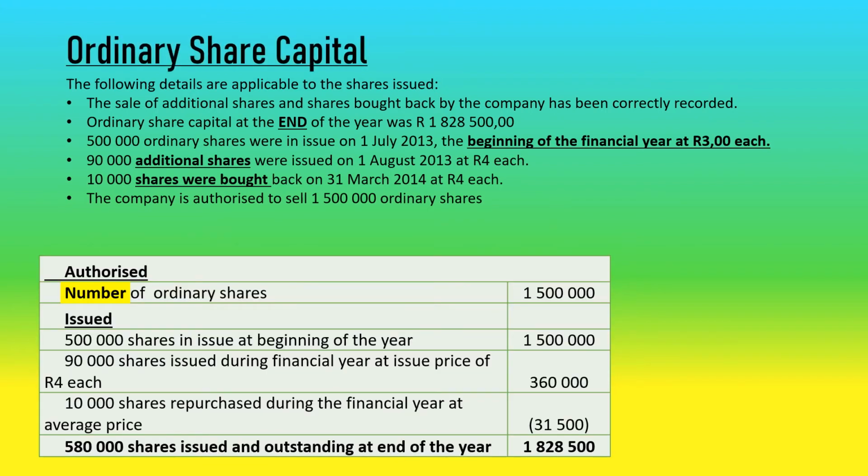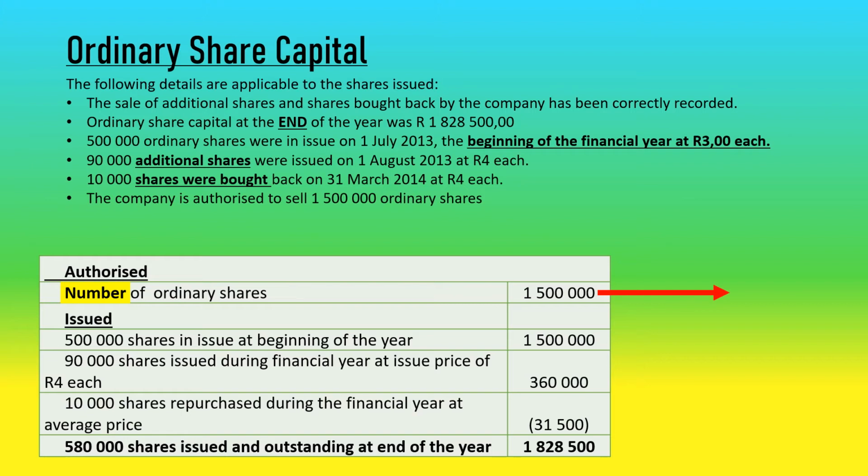Let us now look at the ordinary share capital note. The ordinary share capital note is divided into two parts: the authorized number of shares and the issued number of shares. The authorized number of shares part is only the number, and the issued share part is both the number of the shares and the Rand value of the shares that you would see on your note. The purpose of this note is to provide the users of the financial statements more information as to what happened with the shares at the beginning of the year, what happened to the shares during the year, to give us what the value of the shares is at the end of the year.